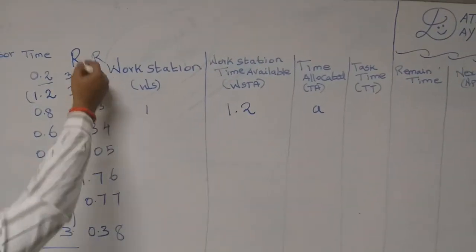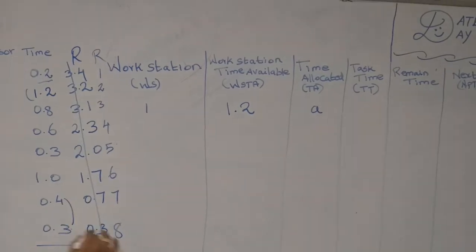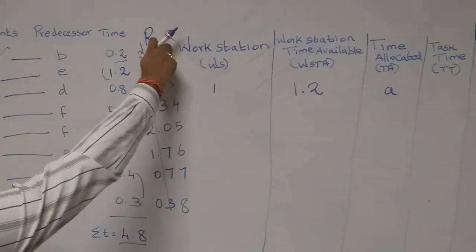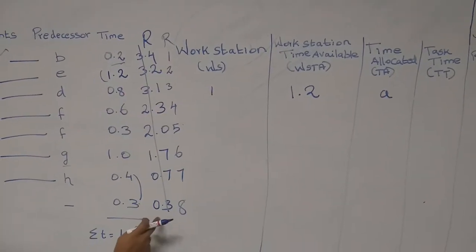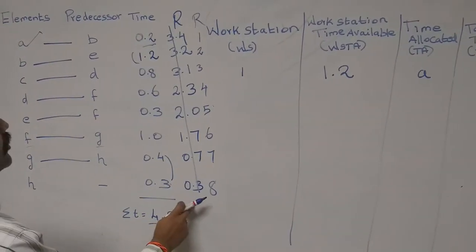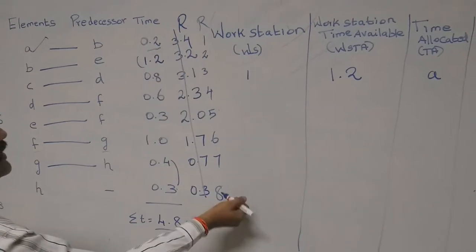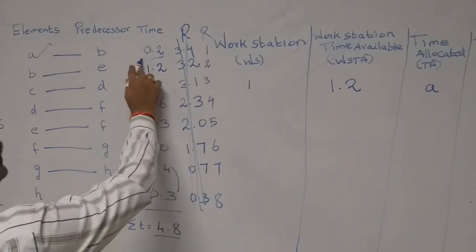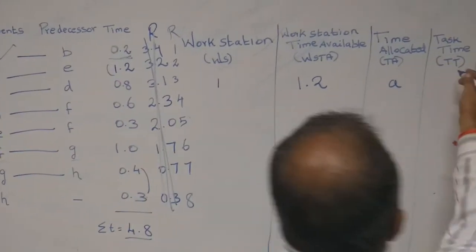After calculating the rank, you just avoid these points. You are not going to have these points anymore. For calculating the rank only, you are going to calculate these rows. After calculating the rank, just avoid this point. So the value of A is 0.2. So task time for A is 0.2.